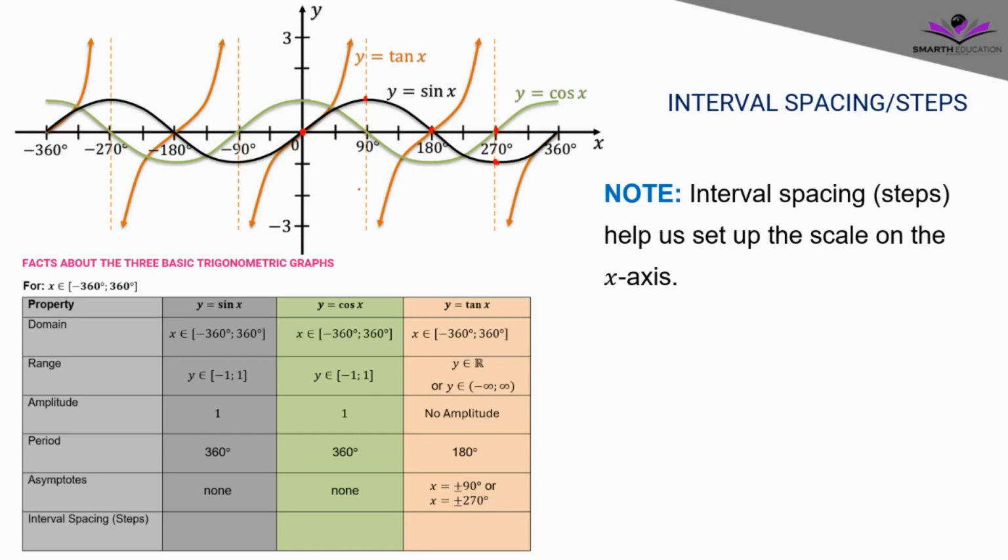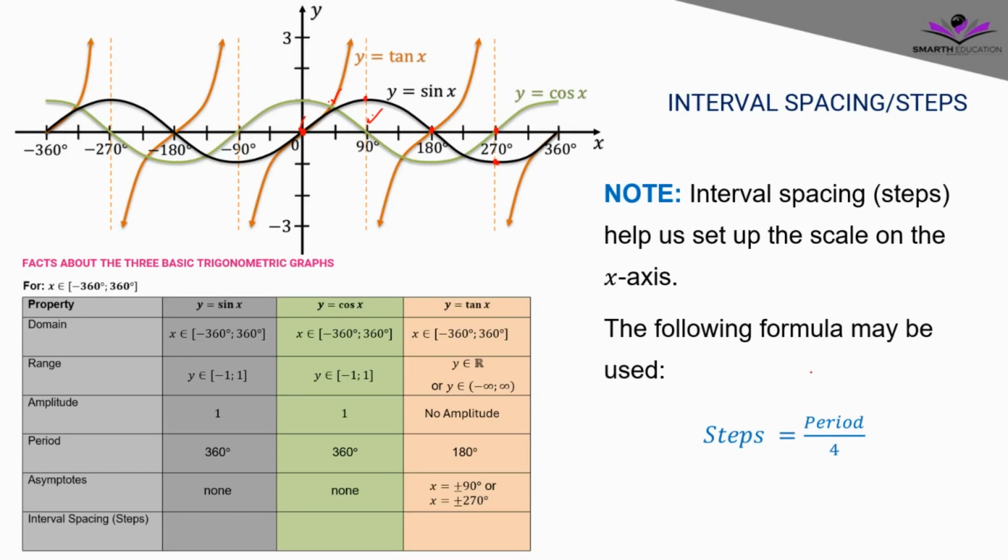Even for the tangent graph, we have a point there, and then we have a point there. We have an asymptote there. Every 45 degrees, there is a critical point. So how do you get those steps? You just say period divided by 4. The period will change. It's not always this. So you have to find your period first, then divide by 4.